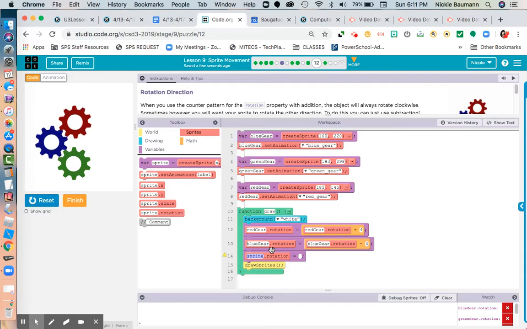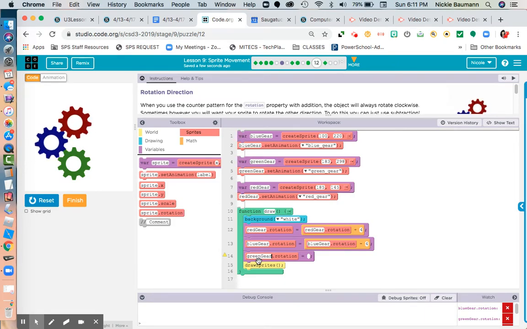So now we're calling upon green. Oops, helps to spell. Green gear, remember the G is capitalized. Spelling is important. If it doesn't look like our variable up here, and we call upon it down there, if they're not the same spelling, uppercase, lowercase, everything exact, it's not going to know what gear we're talking about. So that's going to be important.